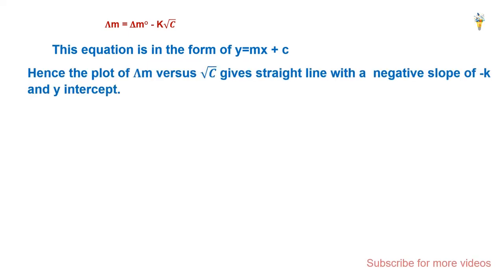The plot of lambda m versus root C gives a straight line with a negative slope, and the slope is equal to minus k, and the y-intercept. What is the y-intercept? Here we take the x-axis as root C and the y-axis as lambda m, and you get the slope minus k, and the intercept is equal to the limiting molar conductivity, that is, the conductivity at infinite dilution.